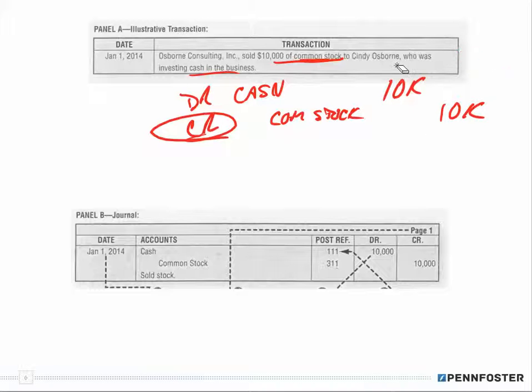All right, so that's my journal entry, which is what we have here. I'm showing my date. I'm showing my cash. Notice that I indent the words common stock because it's a credit. And I write the $10,000 in the debit column and the $10,000 in the credit column.